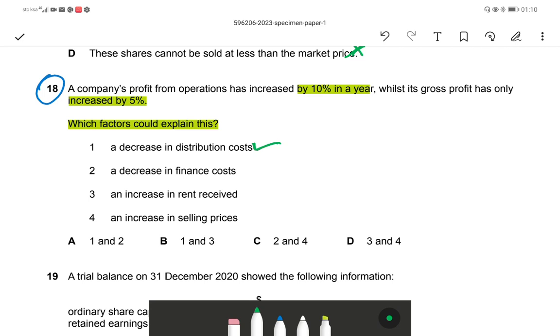Next, decrease in finance cost. Finance cost is not included in the profit from operation, so it will not affect it. An increase in rent received will increase the profit from operation. An increase in selling price will not increase the profit from operation, it will increase the gross profit. So the correct answer is 1 and 3. Option B is the correct answer.